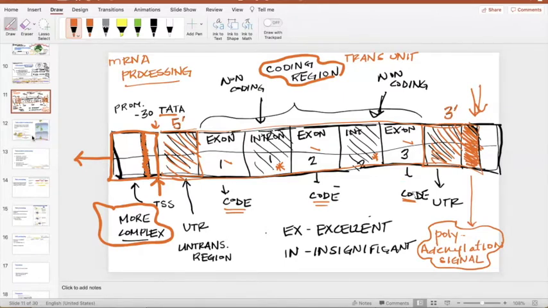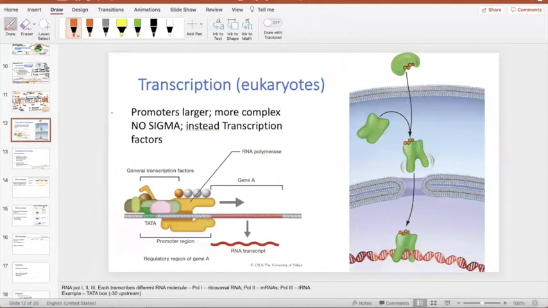All right, so let's back up. Let's go back to this idea that promoters are larger and more complex in eukaryotes. So there is no sigma factor in eukaryotes. Instead, we have a series of multiple proteins called transcription factors. So let's go back down here. Here we have another diagram of a eukaryotic gene. All of this region here is promoter, and then all of this region here that's listed as gene A is what we're going to call the transcriptional unit.